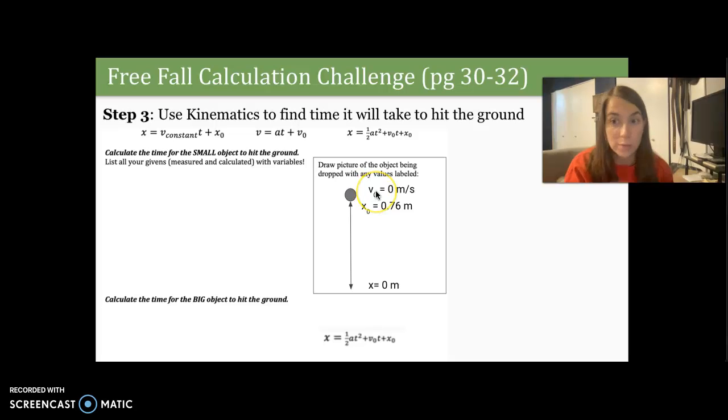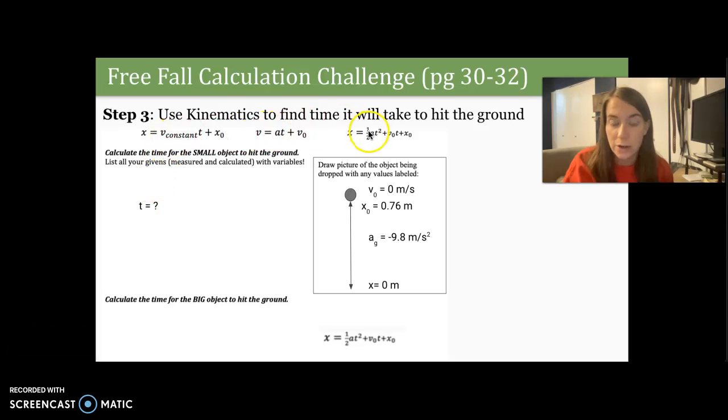It started from rest. Remember I told Cooper, don't throw it up, don't throw it down, just drop it. So it's 0 meters per second. And this big idea we just learned, the acceleration of things in free fall, once they leave your hand, they accelerate at negative 9.8 meters per second squared. What am I solving for? I'm solving for time.